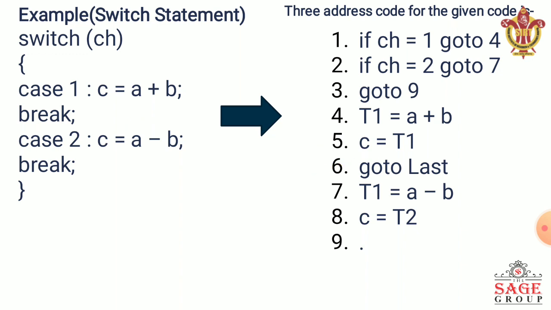Now we execute our second statement, which is c is equal to a minus b. In the same manner, a minus b is firstly stored in t2, and c is equal to t2, and 9 is the remaining portion. So here we see that statement number 4 represents the first part, where the case 1 statement executes, and statement number 7 represents the case 2 statement. So with the help of these conditional go to statements, we represent this switch statement.